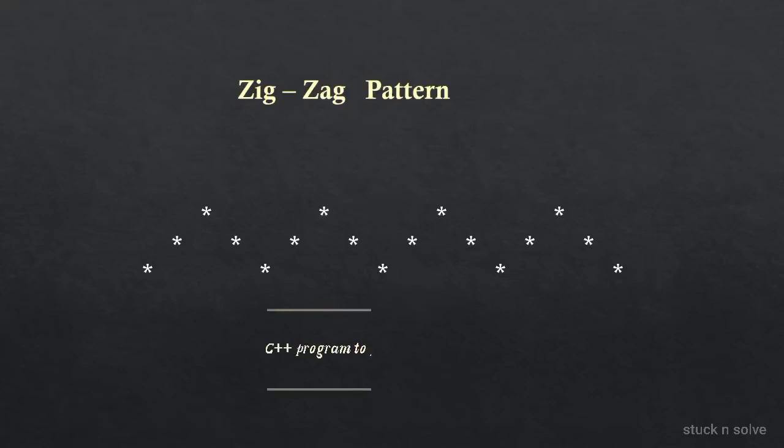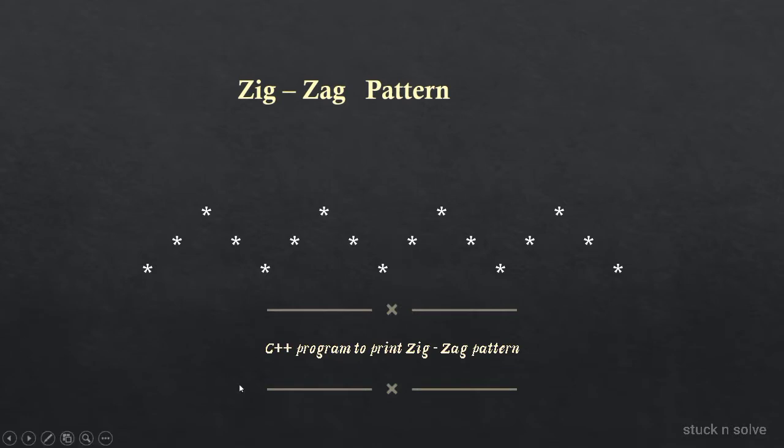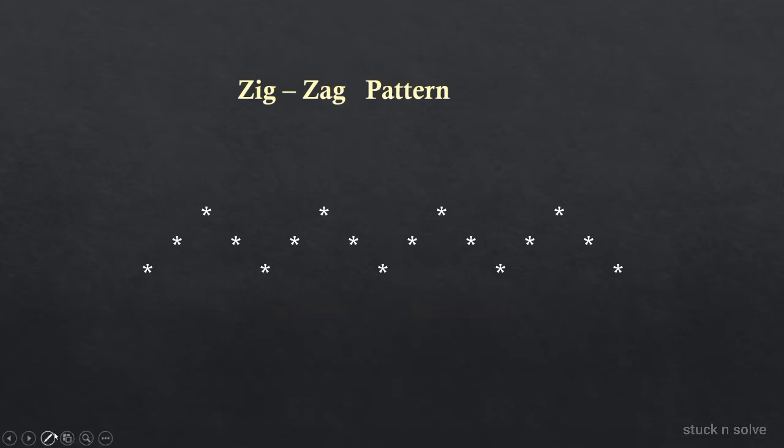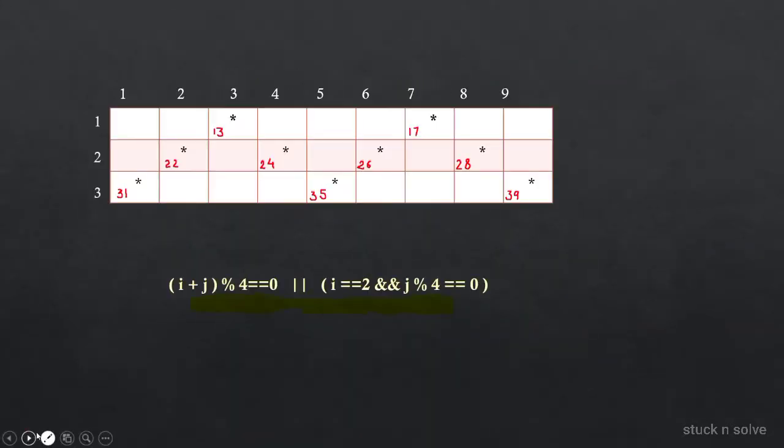In this video we'll see how we can create a zigzag pattern, and we'll see the code behind it and also the logic. The zigzag pattern looks somewhat like this. Here we have shown the indexes, and we will take I and J, I for the rows and J for the columns. I will go from 1 to 3 and J will go from 1 to 9.